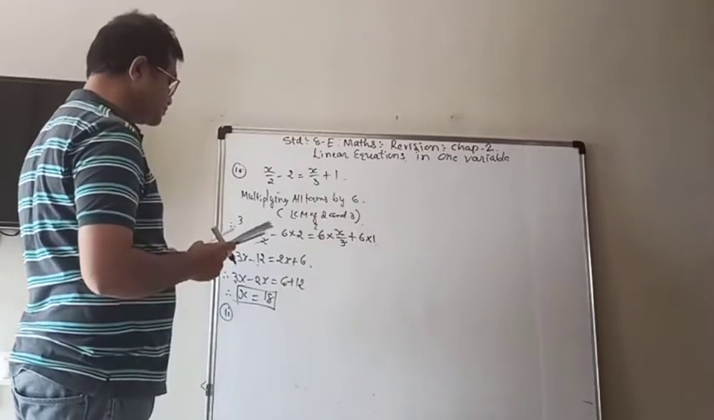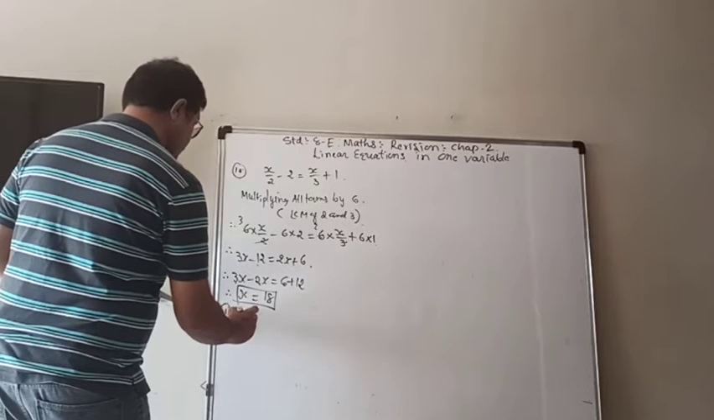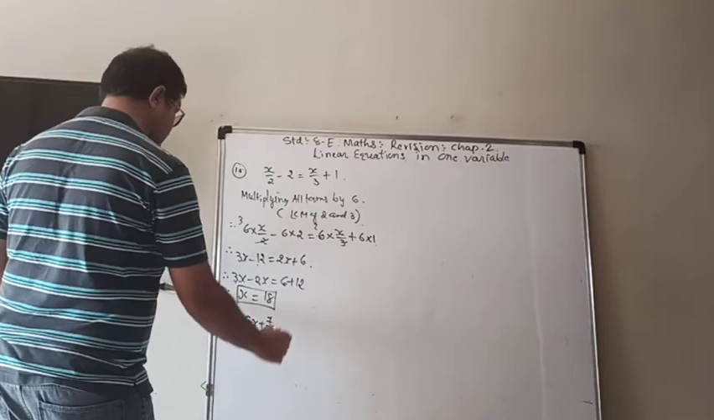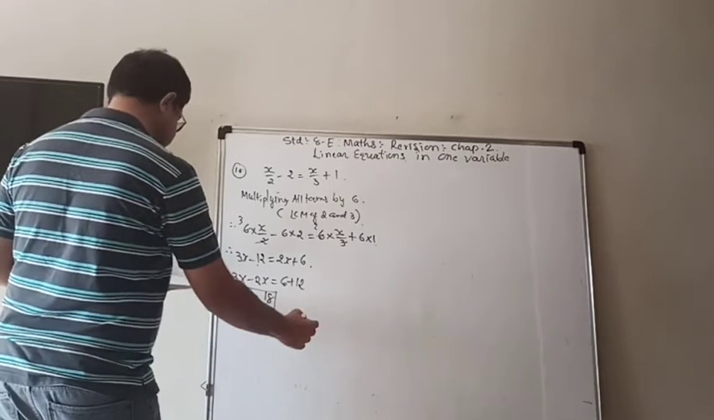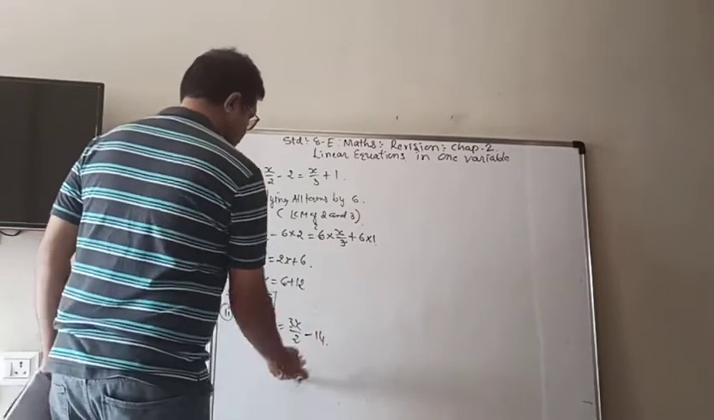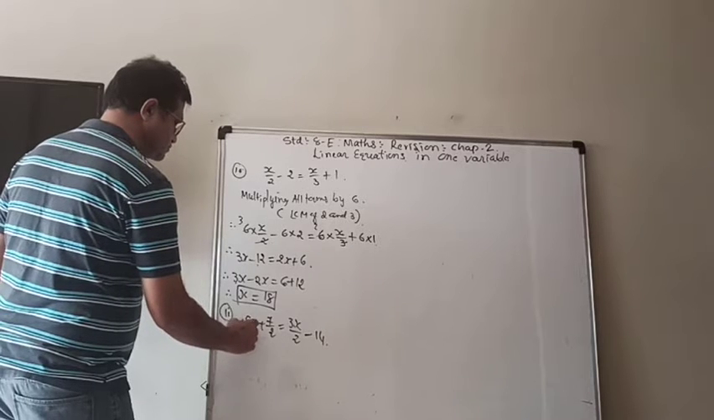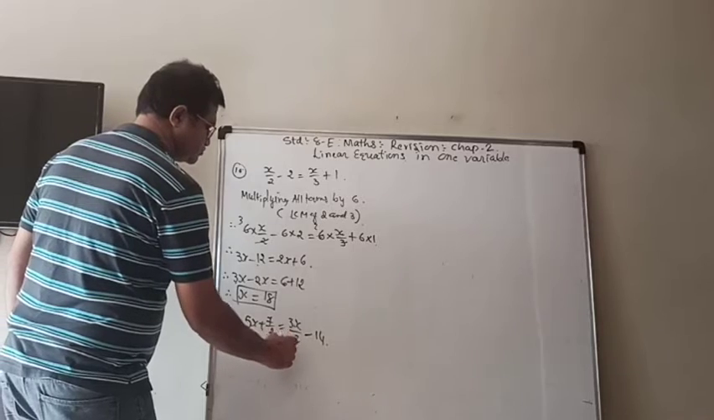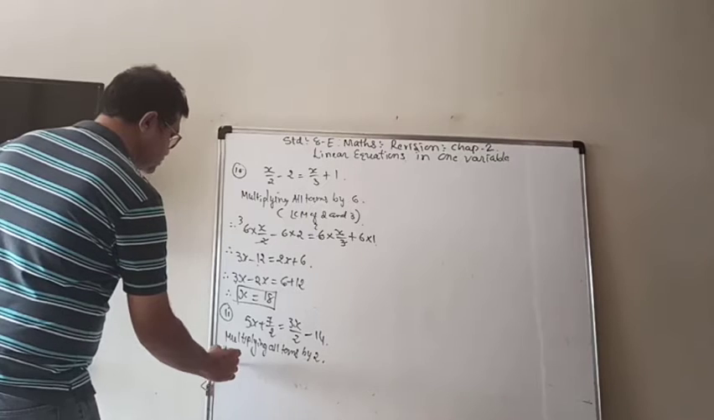Next sum. 5x plus 7/2 is equal to 3x/2 minus 14. Here 2 is there, so the LCM is 2. So multiplying all terms by 2. So what will we get?